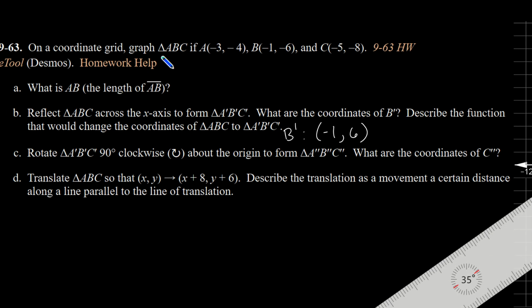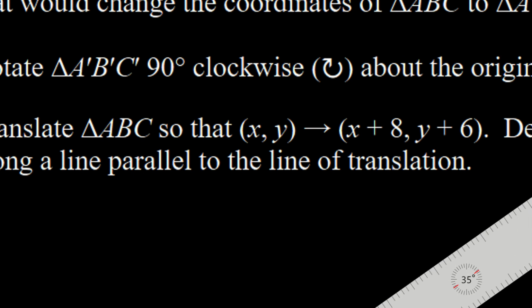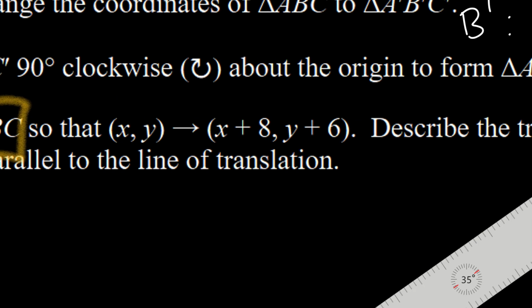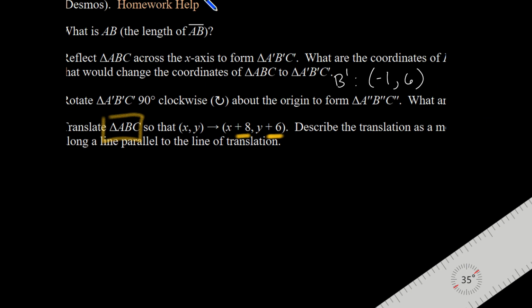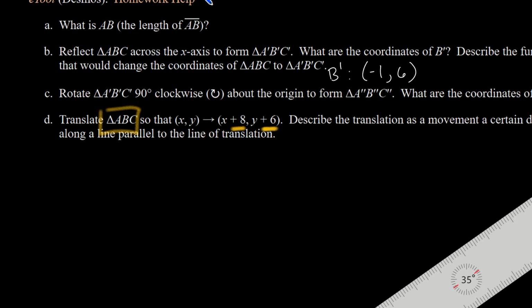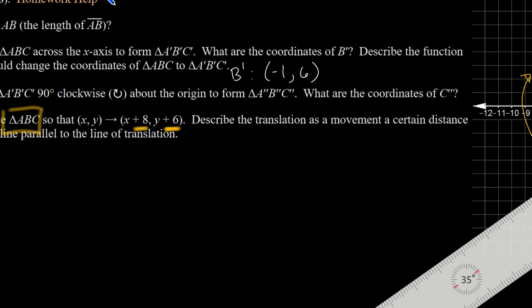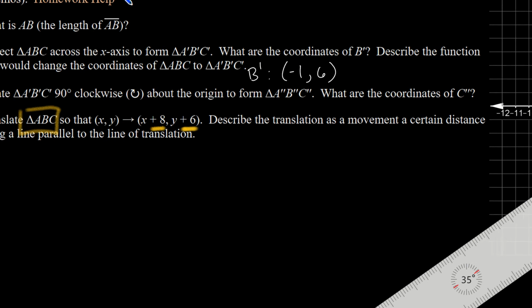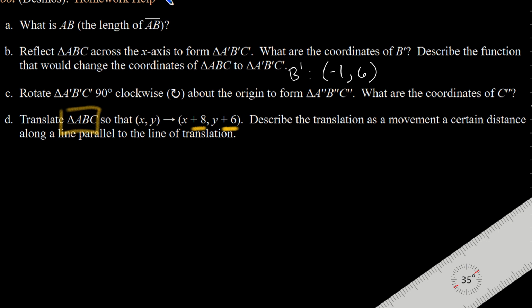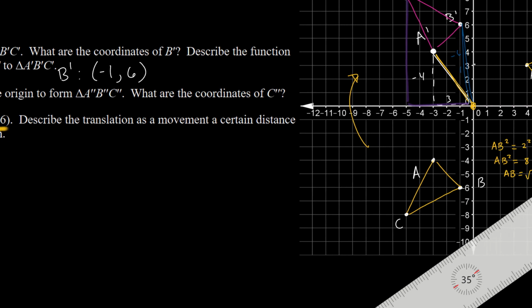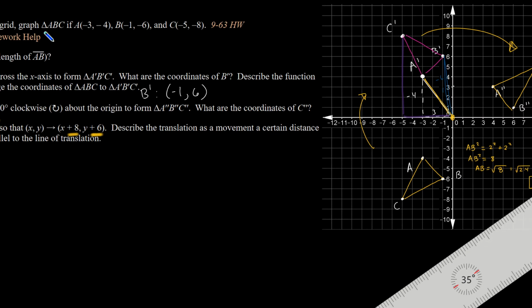It says, translate, this is now my original triangle. So when they say this, they're saying go back to your original ABC and translate it so that your x's and y's behave like this. Your x's are going to be increased by 8, and your y's are going to be increased by 6. Okay. And then describe the translation as the movement a certain distance along a line parallel to the line of translation. Okay. I think I can explain what they're talking about there.